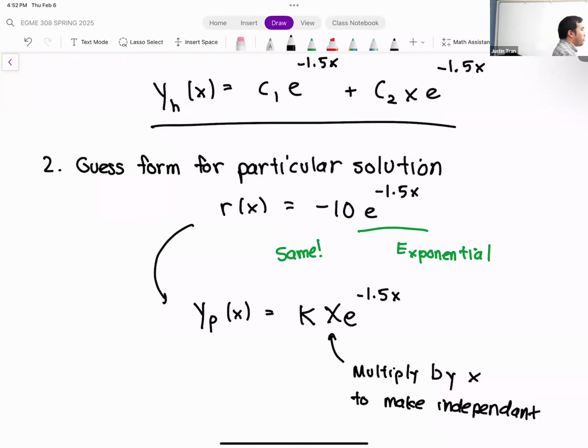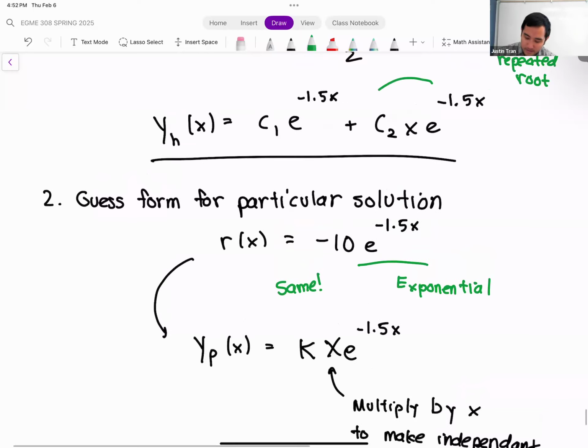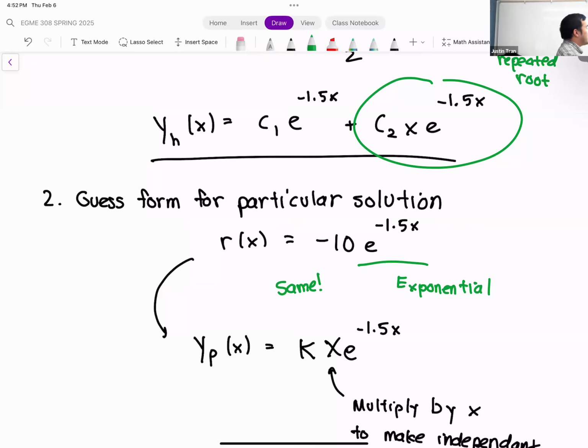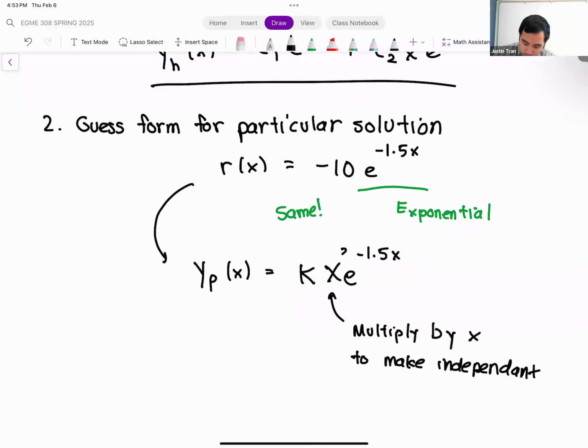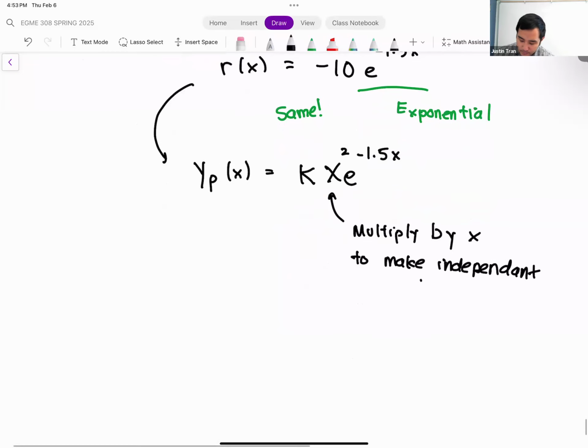Great. So we've made it independent from that first term. But now our particular solution is x e to the minus 1.5x, right? If we look back at our homogeneous solution, we have that one too, right? So we can't have x e to the minus 1.5x. And so what do we do in this case? In this case, we just multiply by x one more time. And so now our guess for our particular solution is x squared e to the minus 1.5x.